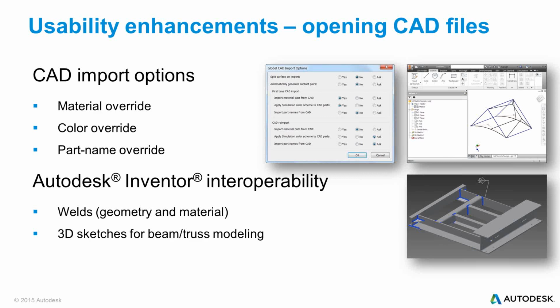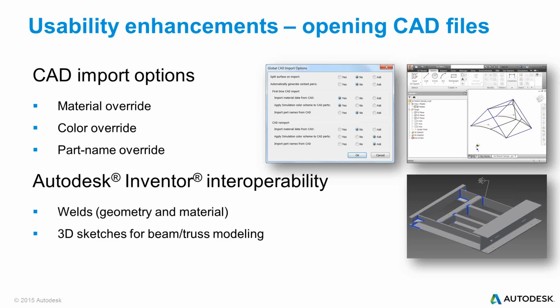So in this release, we have unified all of the CAD import options into a single dialog box. In addition, you can now specify the desired options separately for a first-time CAD model import and a CAD model re-import operation. These options will save you a lot of time in your model setup by giving you control over important CAD data such as material properties, part color, and part names during the CAD import and CAD re-import process.